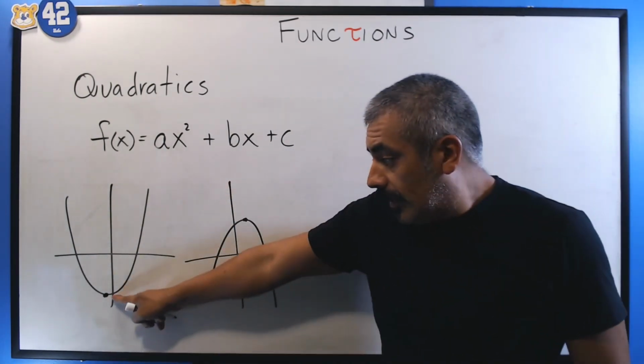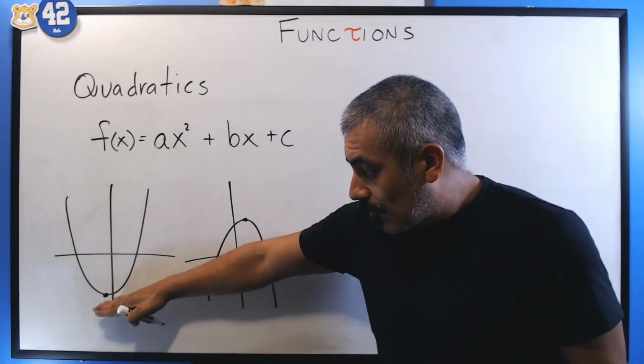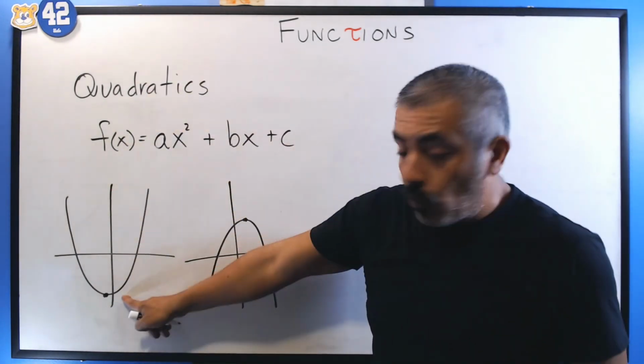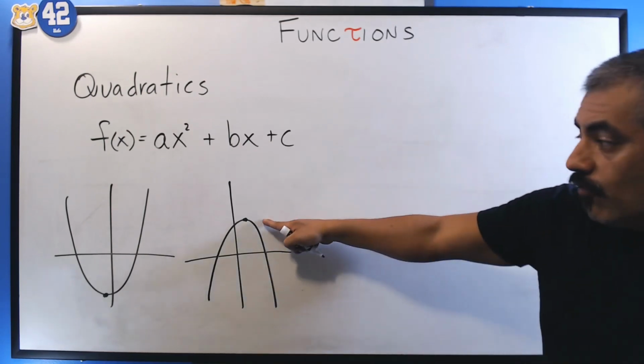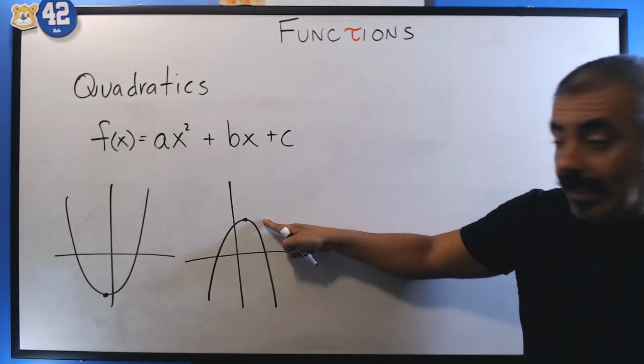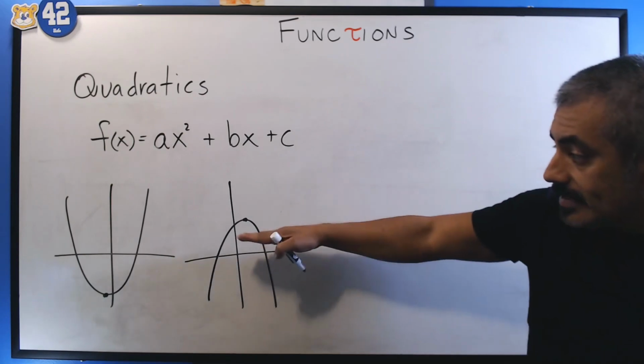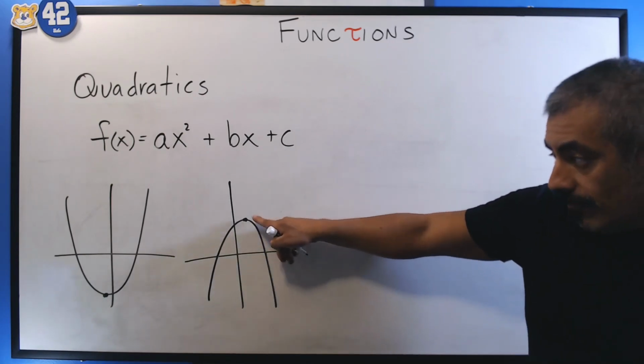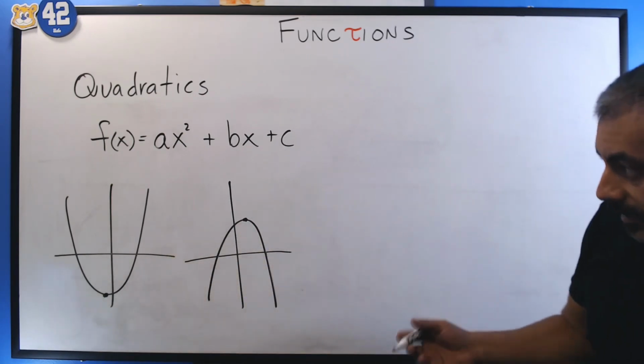So if that is the case, we're going to have a range that starts here and goes all the way up, the y value of the vertex. And if we go here, we're going to have the case of a range that starts at negative infinity and stops at the vertex. So let's see how we find the vertex here.